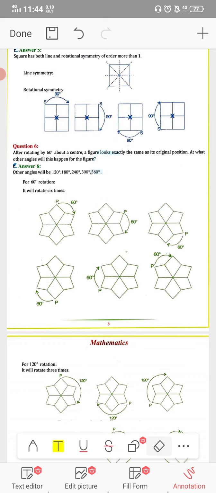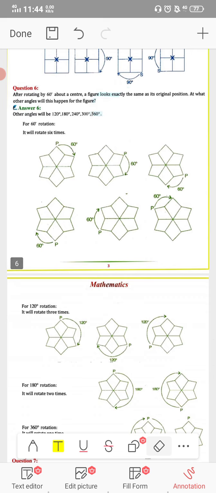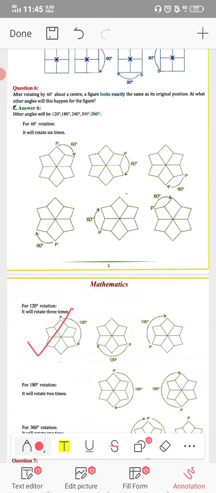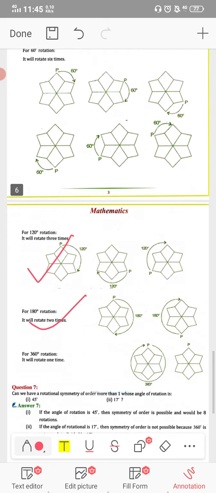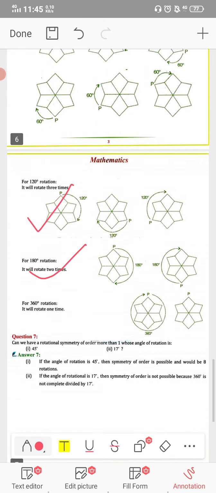Next is, after rotating by 60 degree about a center, a figure looks exactly the same as its original position. At what other angle will it happen for the figure? So for this figure, it is showing that at every 60 degree it will happen. So it can also happen at 120 degrees, at 180 degrees, and at 240, 300 and 360.